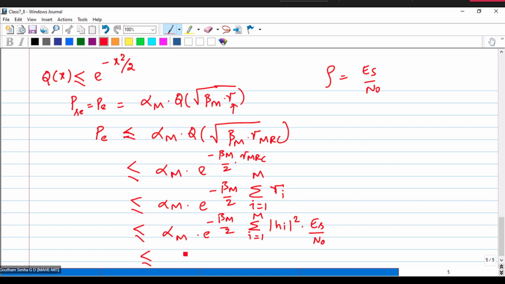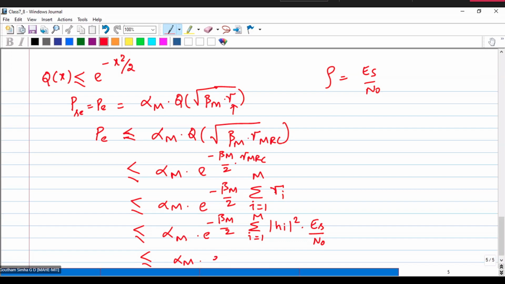If you write, this is less than or equal to alpha m into e to the power of minus beta m by 2 into, I'll take this hi bar, this is Es by N naught, I'll write it as gamma bar, or whatever nomenclature you want to follow, you follow that. Gamma bar, I'll write, summation I is equal to 1 to m norm of hi square. What does it mean? Now we are very close to the value. What is this gamma bar and what is this hi bar?